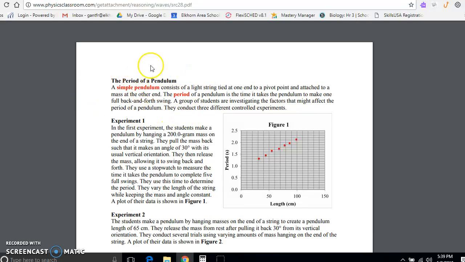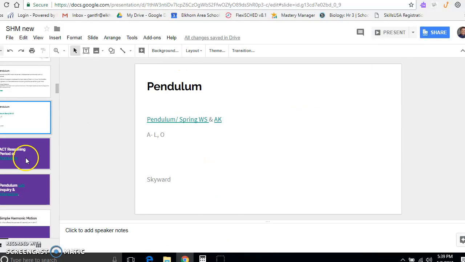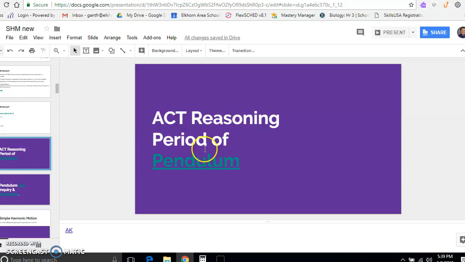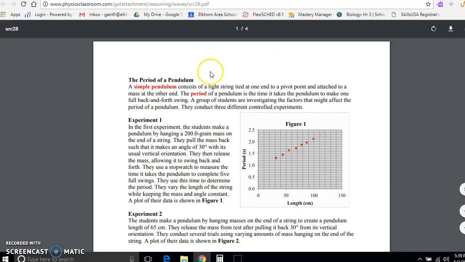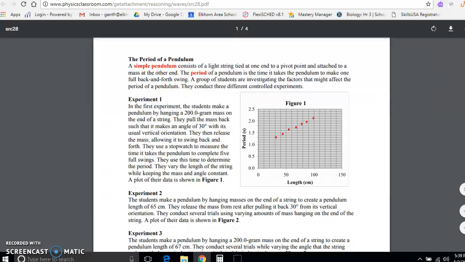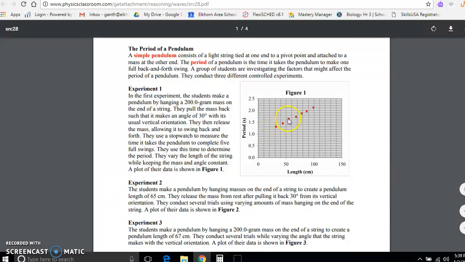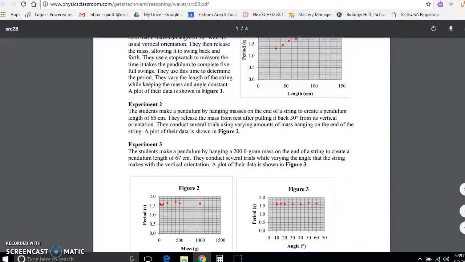So here, this period of the pendulum sheet that I kind of left off at with this ACT reasoning of the period of the pendulum skill work on slide 17. It just goes over what that simple pendulum is, going back and forth, and the factors. In Experiment 1, they're changing the length of that pendulum. So you can read about that and see that as the length increases, we'll probably see an increase in period as well, as Figure 1 shows us.